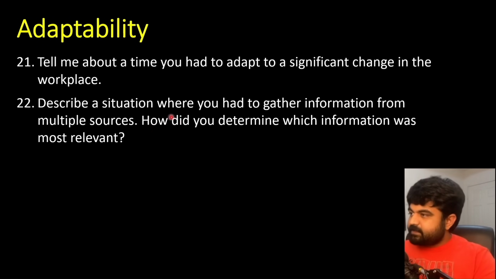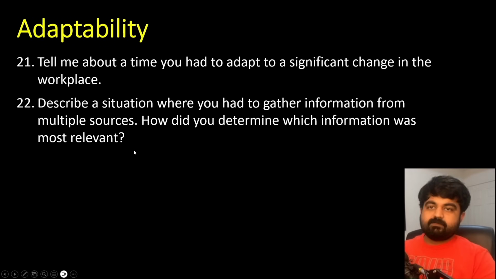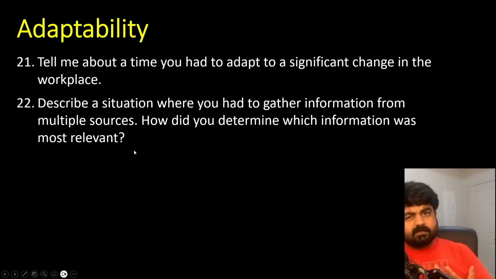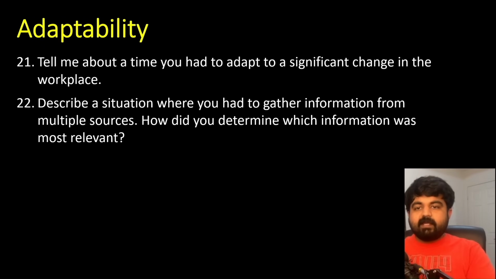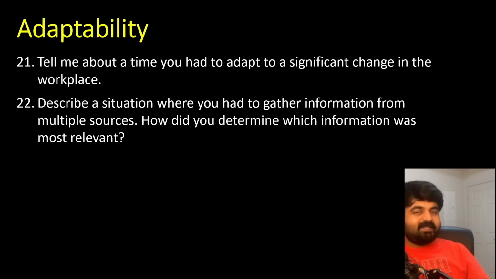Next one is, describe a situation where you had to gather information from multiple sources. How did you determine which information is most relevant? This is a very common scenario because many long running projects might have many versions of documentation, and the current reality would be completely different than what is written in all of those documentations, because at some point someone just stopped updating the documentation.